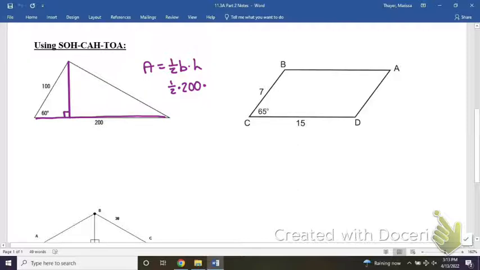Since I don't know the height, I'm going to need to find it, and we can use SOHCAHTOA to find this. If we focus on just this triangle right here, I have 60 degrees, I have 90 degrees, and I know that this length over here, the hypotenuse, is 100. Since this says 60 degrees, you can use 30, 60, 90 to help you. If you remember, you can also use SOHCAHTOA. So our goal is to find that length. I'm going to call it X, or you could call it H, the height.